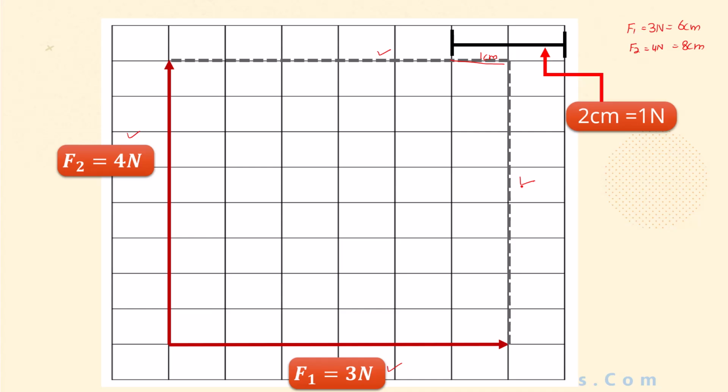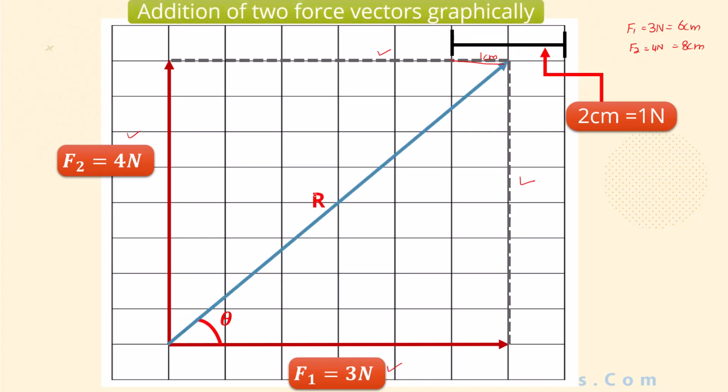Then it basically becomes a rectangle. Next, you need to draw the diagonal line. This line is basically the resultant vector. The resultant of the forces is here a diagonal line, which is represented by R, and it makes an angle theta horizontally. Now you need to take the scale and measure the length of that resultant vector. It is the magnitude of the resultant force. After that, by using the protractor, you can measure that angle theta. When you measure this angle theta, it would be the direction of the force.